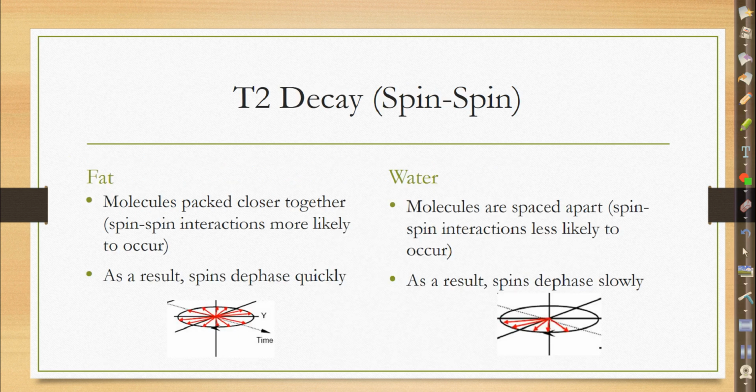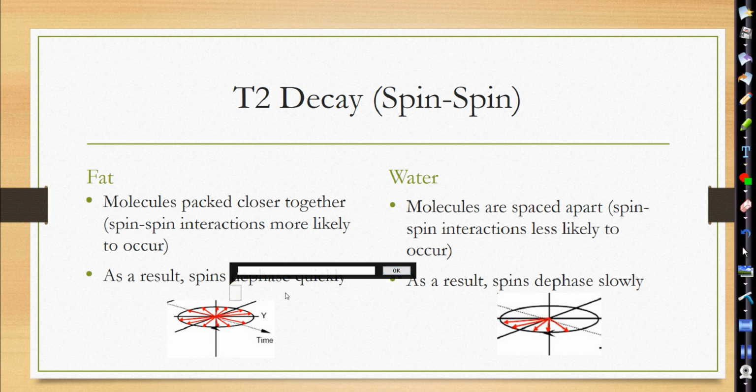So remember, on that transverse plane, we're rotating around the axis due to precession. Fat molecules are packed close together. Remember, spin-spin. So they're giving off energy to their neighboring spins, so they dephase quickly. So what's another term that we learned last time for dephase? What do you think? Something phase. Yeah. But what would dephase be? Incoherent. Incoherent or out of phase.